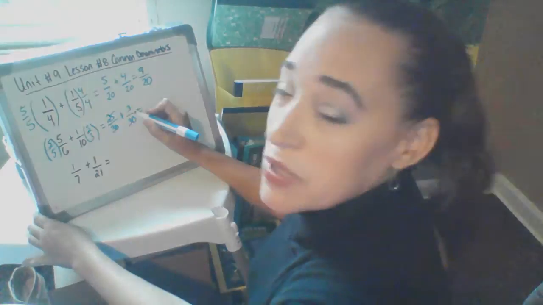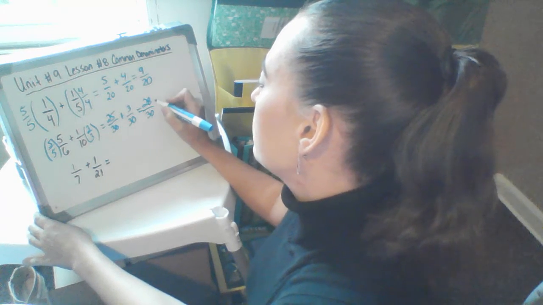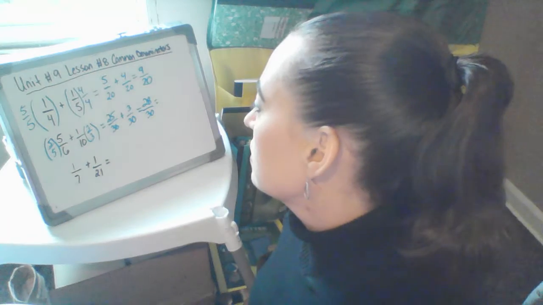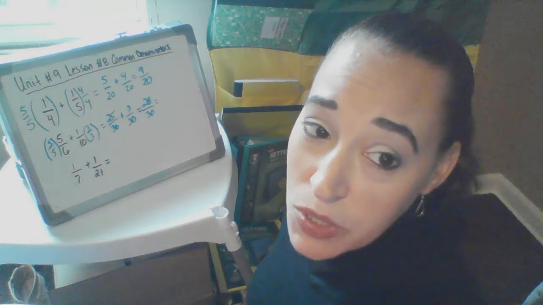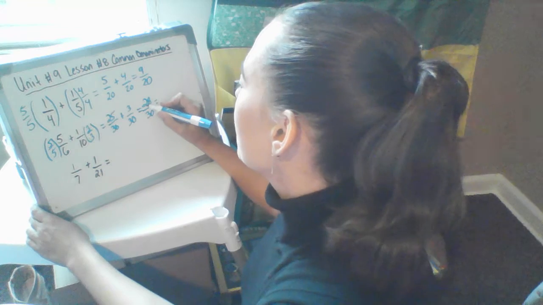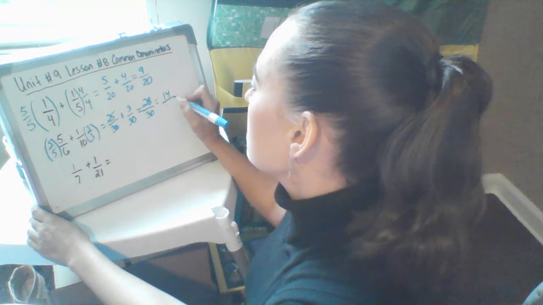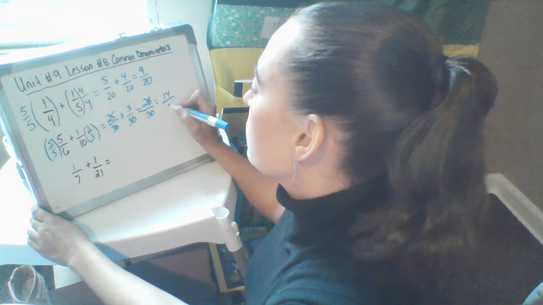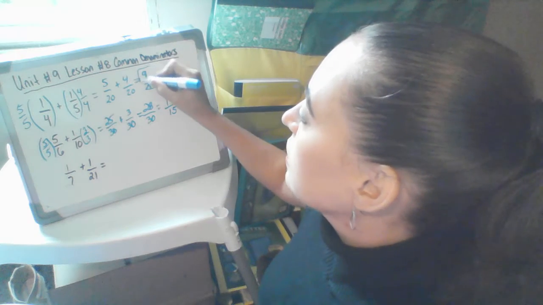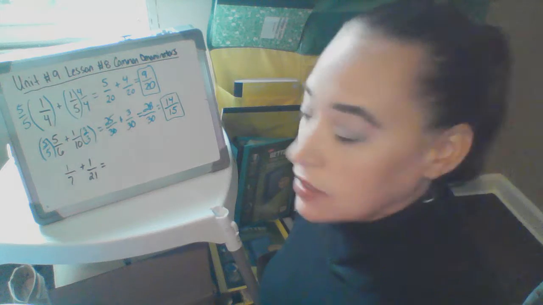So now 25 plus 3 is 28, divided by 30. Okay, so next step, I want you to think about it for a second. They're two even numbers, so you know it's not simplified, right? So 2 goes into 2 one time, 2 goes into 8 4 times. Okay, 30 divided by 2 is 15. All right.